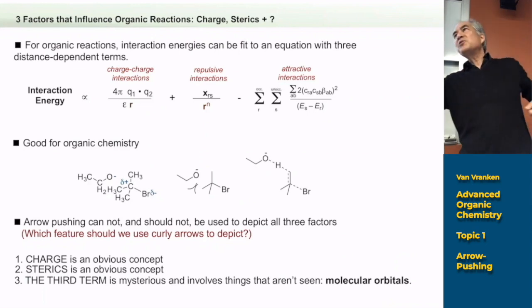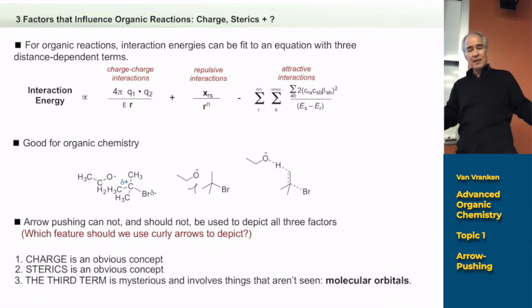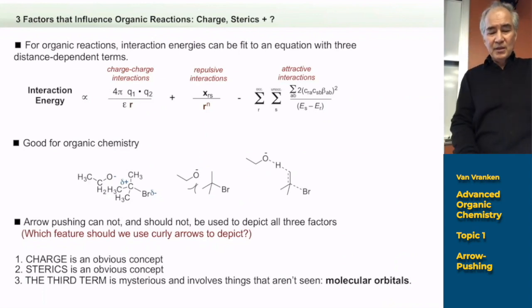Is this arrow pushing better or is this arrow pushing worse? When you want to compare two transition states, two conformations, two isomer energies, anytime you want to compare two of anything, you would think about these three effects. You would think about charge.